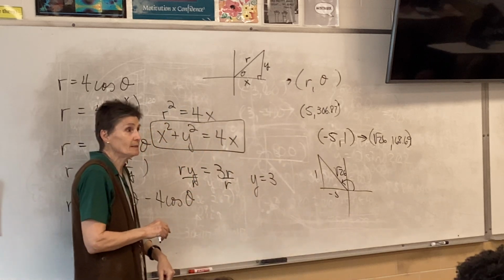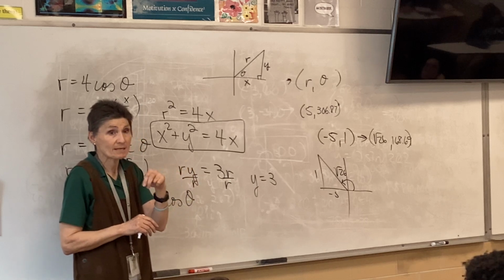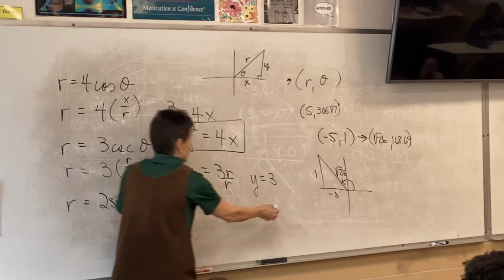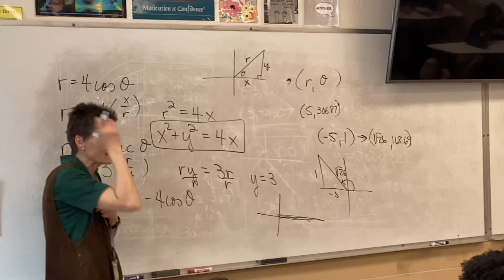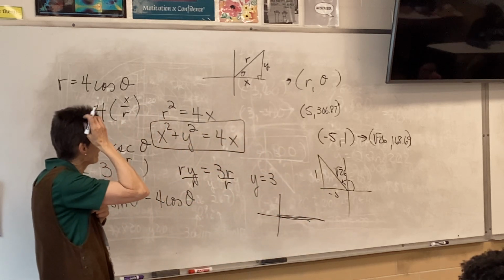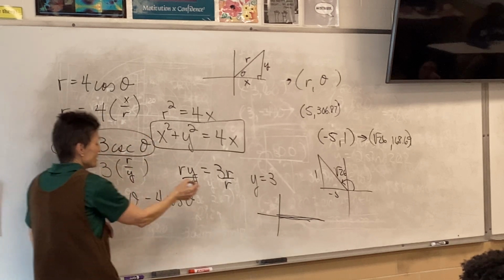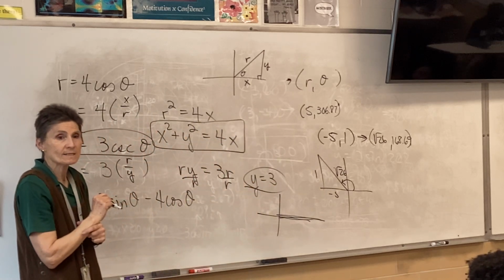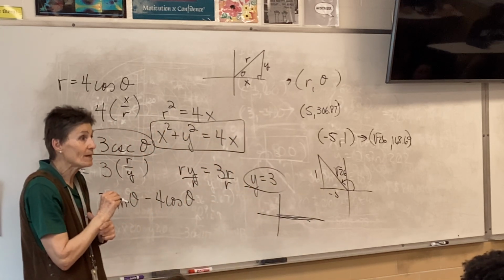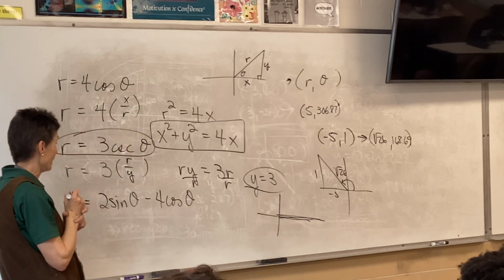Can you divide by theta? No, because can theta be 0? Isn't it 0 all along here? Yeah, so you're not dividing by theta, but you certainly can divide by r. So believe it or not, this equation is what? That's a horizontal line. And in a little bit, we're gonna graph it, and you're gonna see that it's a horizontal line.